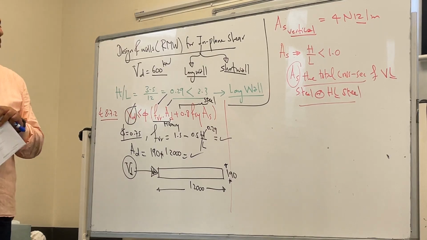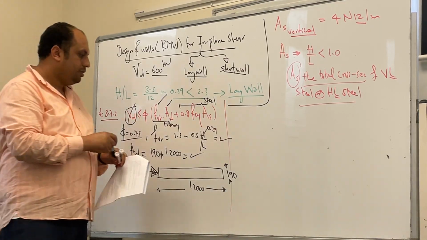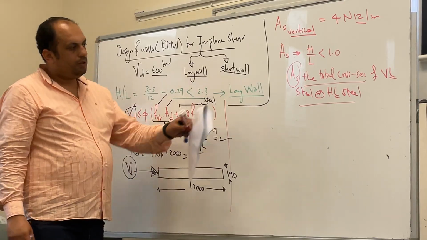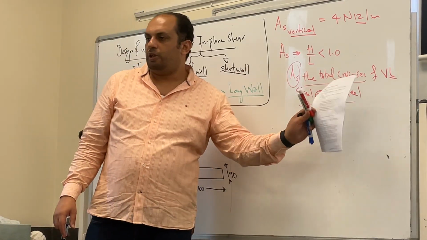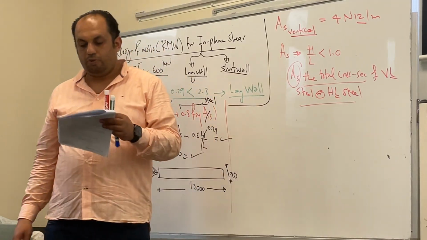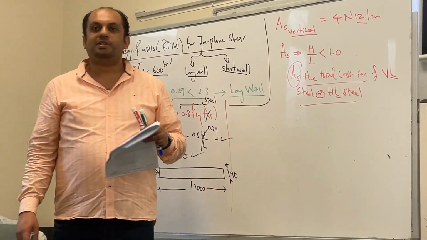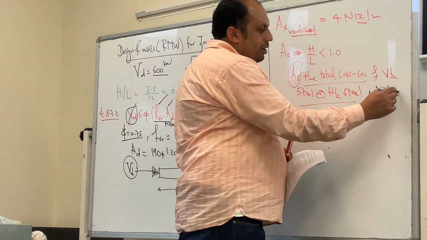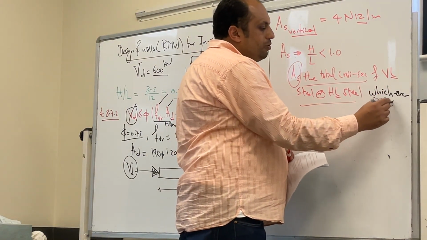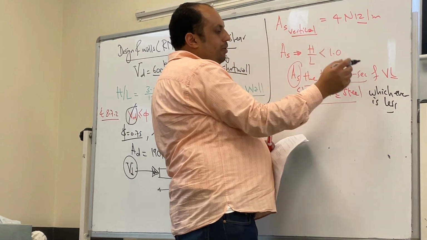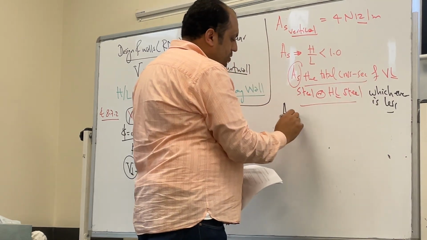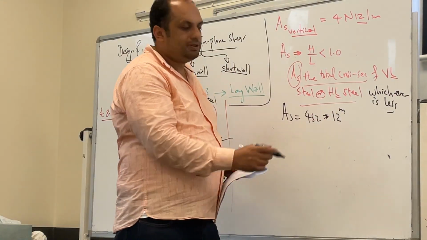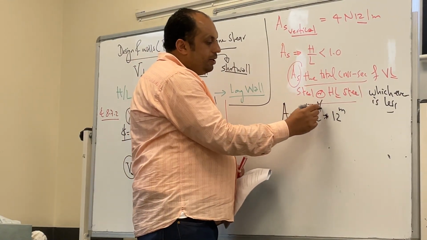So how much area is in this formula? 452, yeah. Here it's the vertical. Is it the total cross section area of vertical or horizontal? 452 is per meter, and here we have 12 meters. So what we should do here is multiply: AS should be 452 multiplied by 12, because this is millimeter per meter.